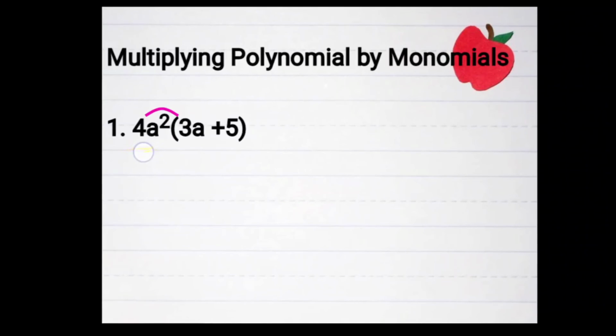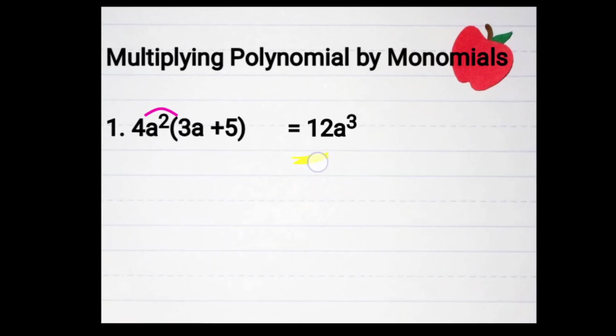So 4 times 3 is 12. Then a squared times a is a cubed. Why? Because you have to add the exponent. So 2 plus 1 is 3. That's why we have a cubed. So we will be having 12a cubed. Okay, again, 4 times 3 is 12. Then copy the base a. Then add the exponent of a, we have 2 plus 1 is 3. Okay, 12a cubed.